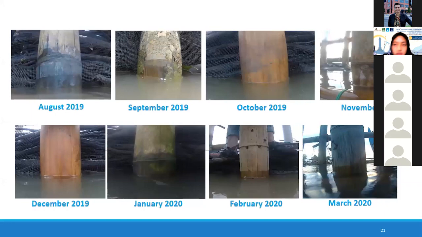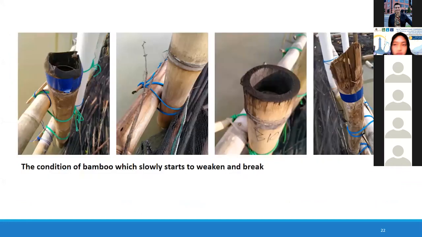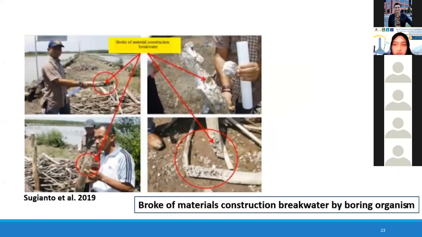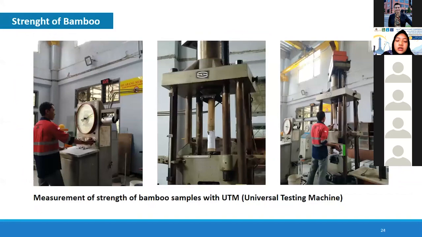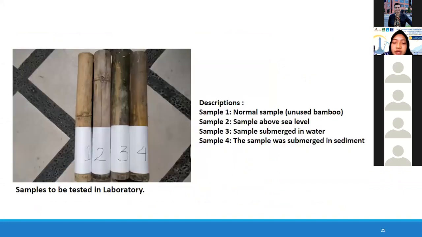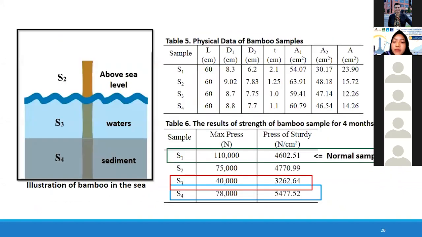Yeah. This is the result of monitoring structure. This is the condition of bamboo. We slowly start to weak and break and block of material construction breakwater by boring organism. The last strength of bamboo measurement, bamboo is sampled with UTM, Universal Testing Machine, and we find the result of strength of bamboo sample for 4th month in the sea.